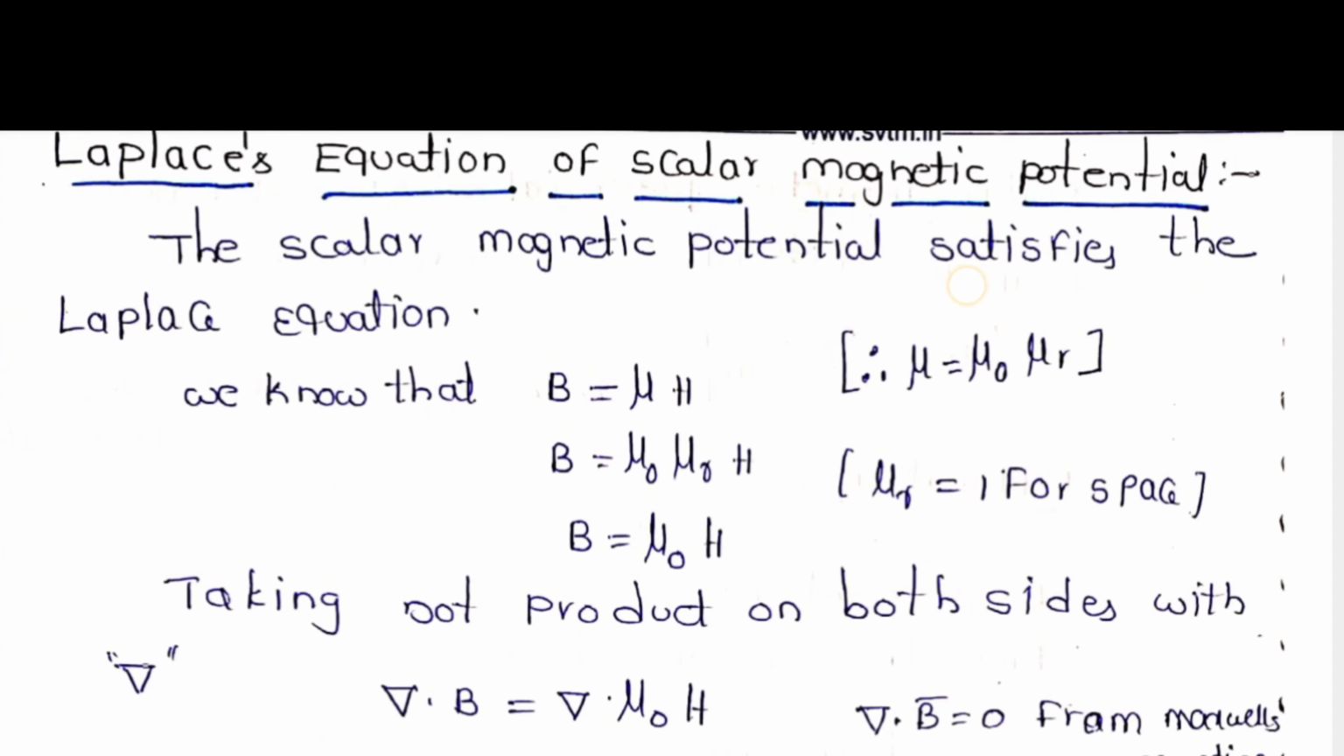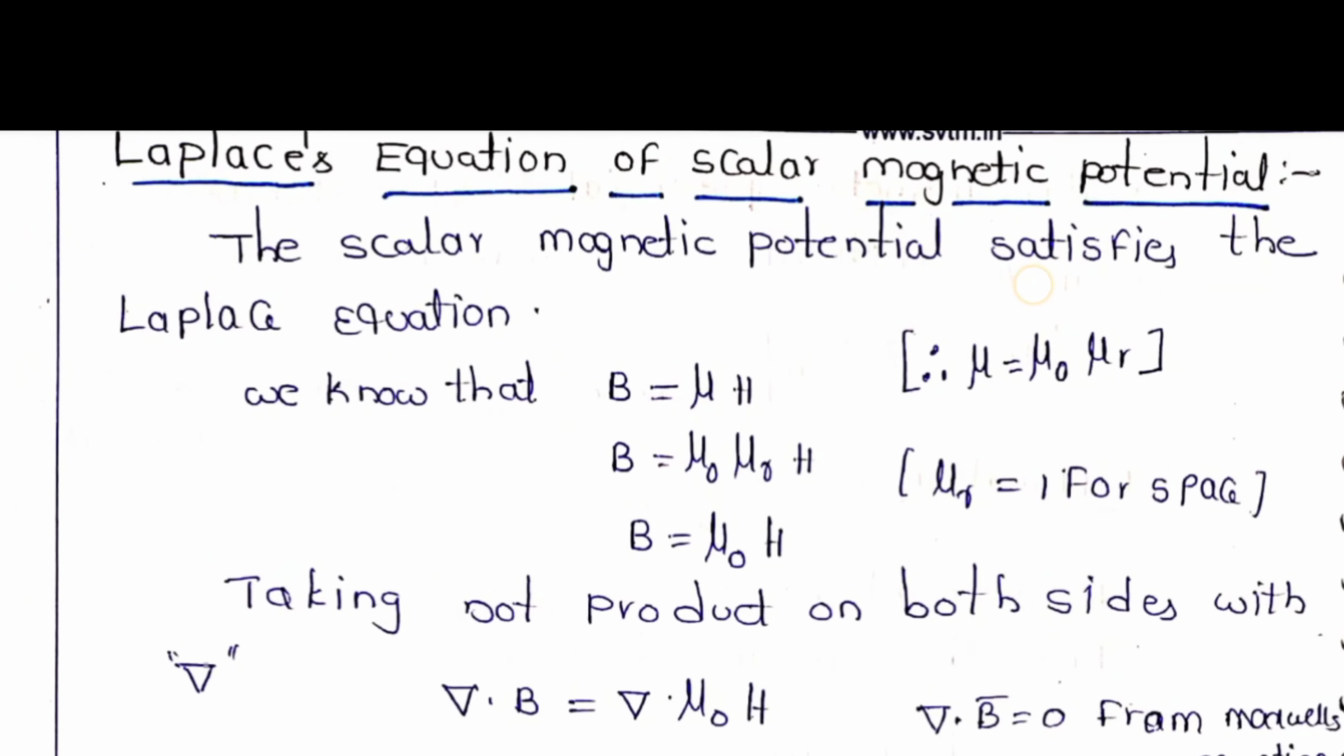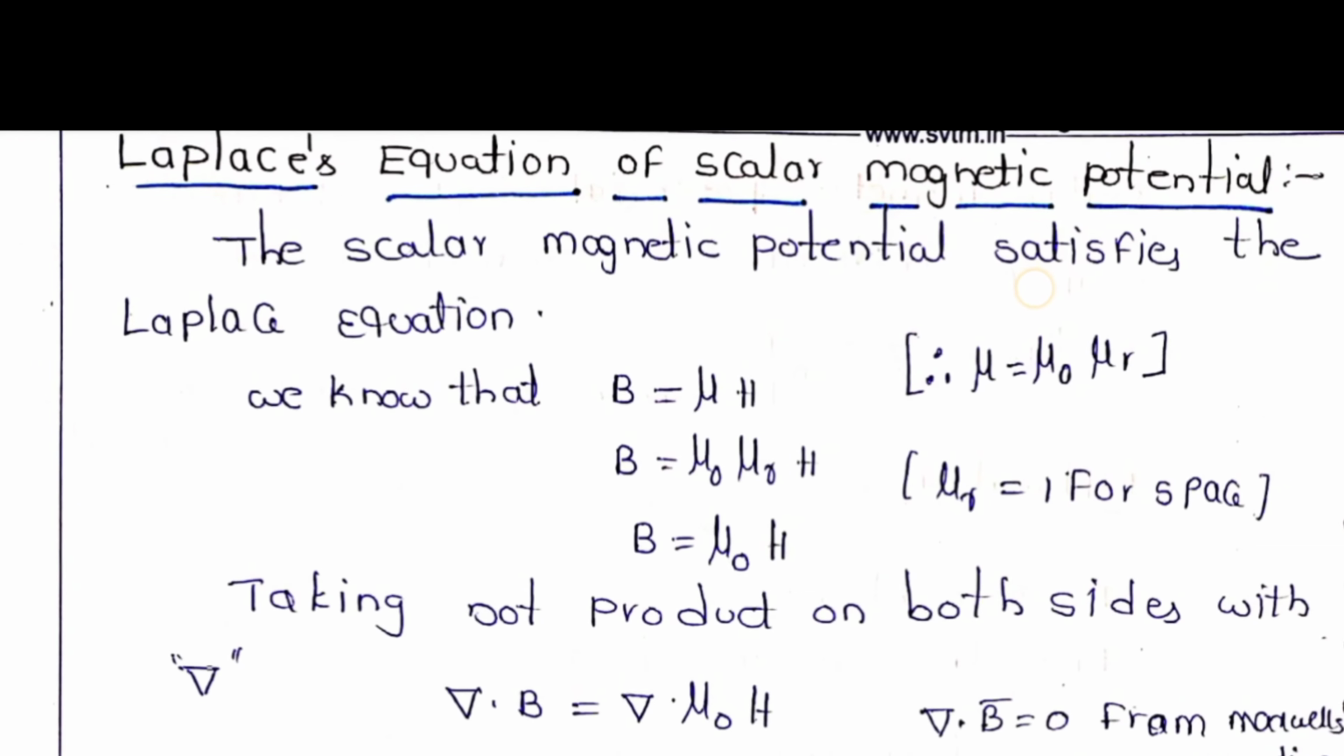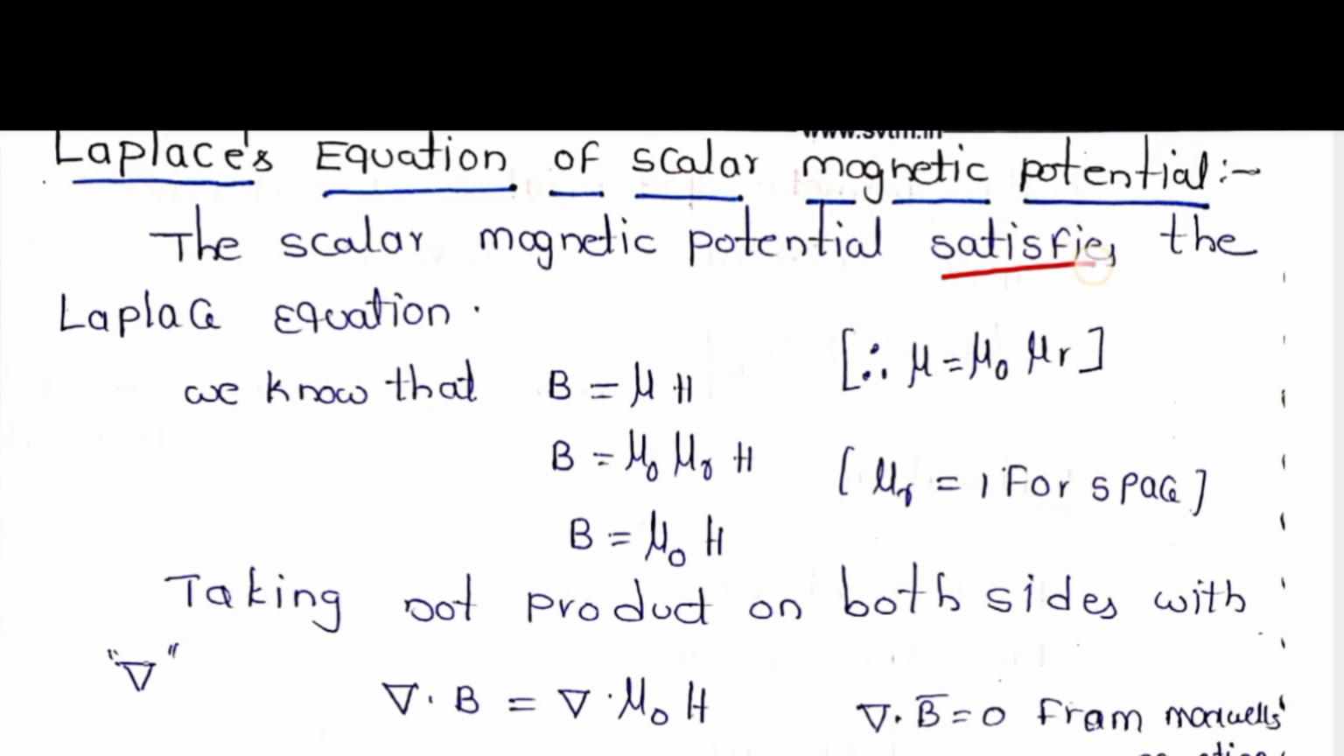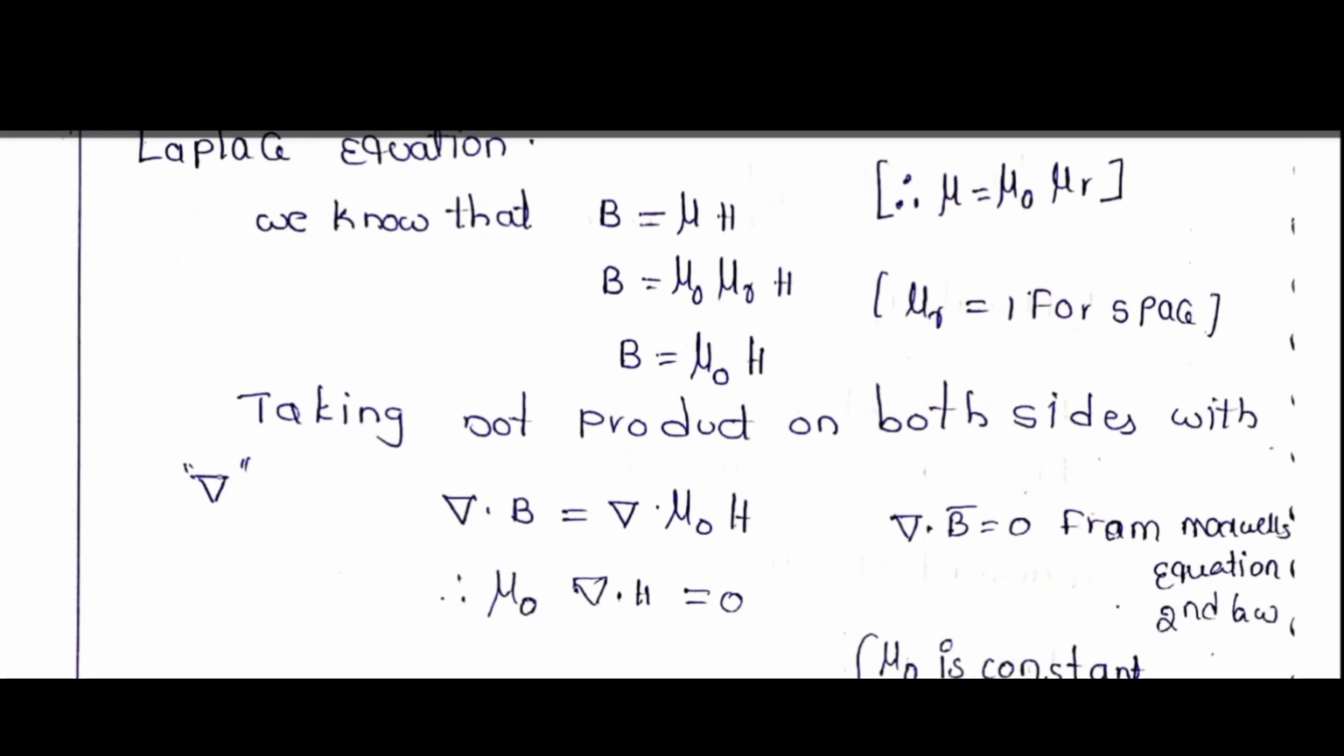Now we go to whether the scalar magnetic potential satisfies Laplace's equation or not. What is Laplace's equation and how does it satisfy? Let us see. First we learned what scalar magnetic potential is, and after that we go for Laplace's equation of scalar magnetic potential. The relations we are using: B equals mu H, the relation between B, the magnetic flux density, and H. The permeability mu equals mu naught mu r, where mu naught is the absolute permeability and mu r is the relative permeability.